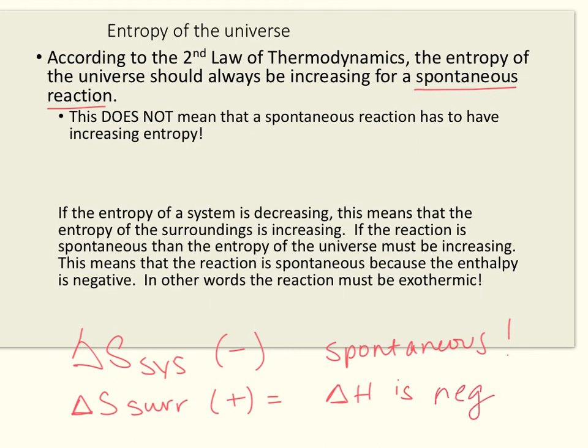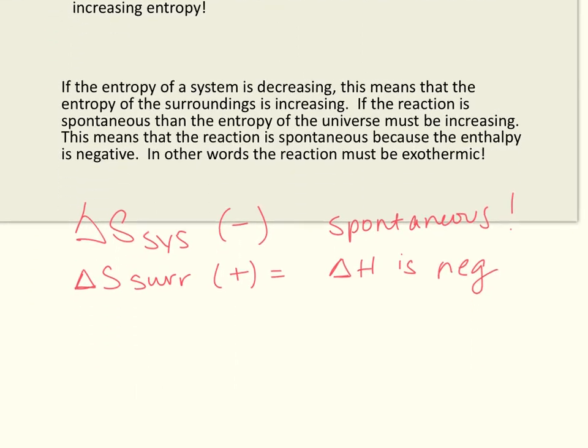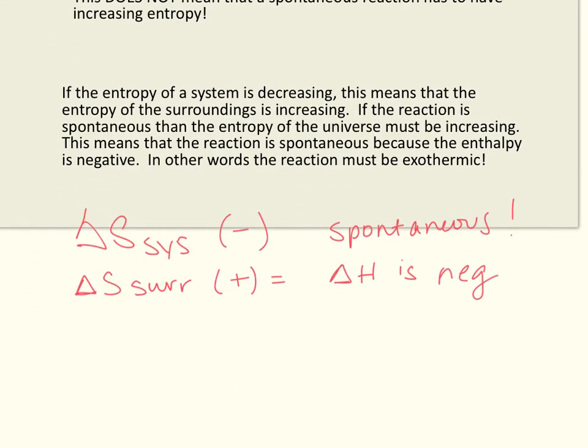I'm going to look at this from a different perspective too, not just from the second law of thermodynamics. If a reaction is spontaneous, then what does that say about delta G? Delta G is negative for all spontaneous reactions all the time.